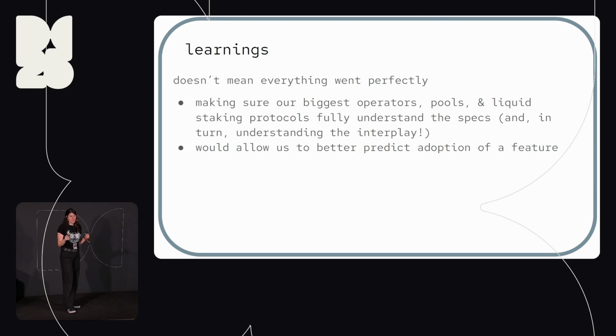And keeping this conversation going with staking protocols and large operators allows us to better predict whether a feature is going to be adopted and how quickly it's going to be adopted, because in my opinion, learning how much and how fast a feature is going to be adopted after the upgrade goes live is not the right time to be knowing. You should be able to predict the rate of adoption for this feature before the upgrade goes live.